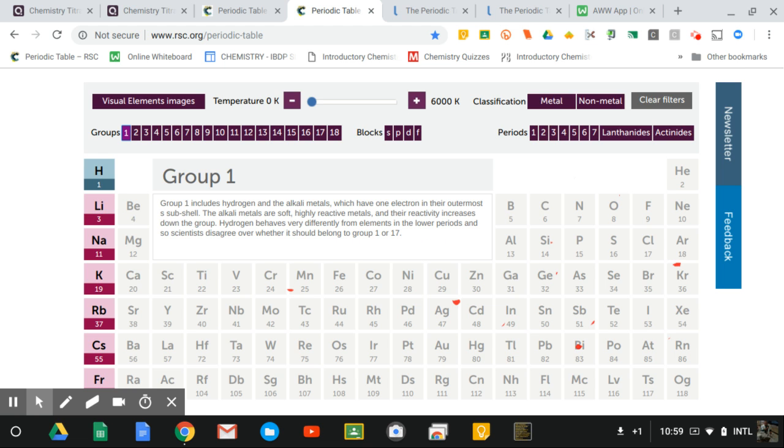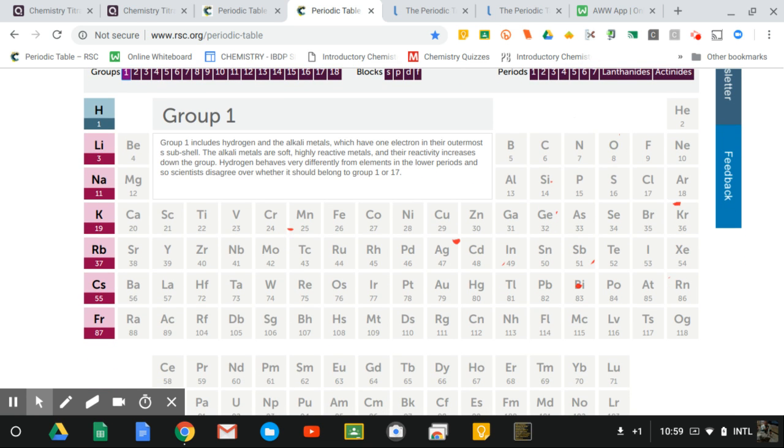This is the group. Notice in group one there is something wrong. Do you see what is not right in group one? When I click on group one, they show me the group one, but there is something that is not matching all the elements in group one. The blue. Which one? Hydrogen.